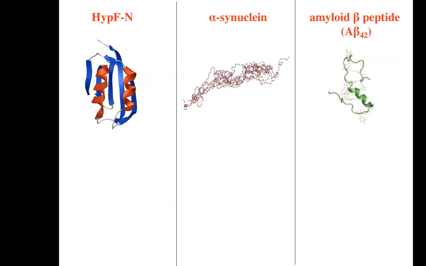And we took advantage of three protein systems in our lab: HypF-N, alpha-synuclein, and the amyloid beta peptide. Alpha-synuclein is associated with Parkinson's disease. The amyloid beta peptide is associated with Alzheimer's disease. HypF-N is a model protein, but eventually it turns out that it forms aggregates that can reproduce all the effects that have been observed with the amyloid beta peptide.